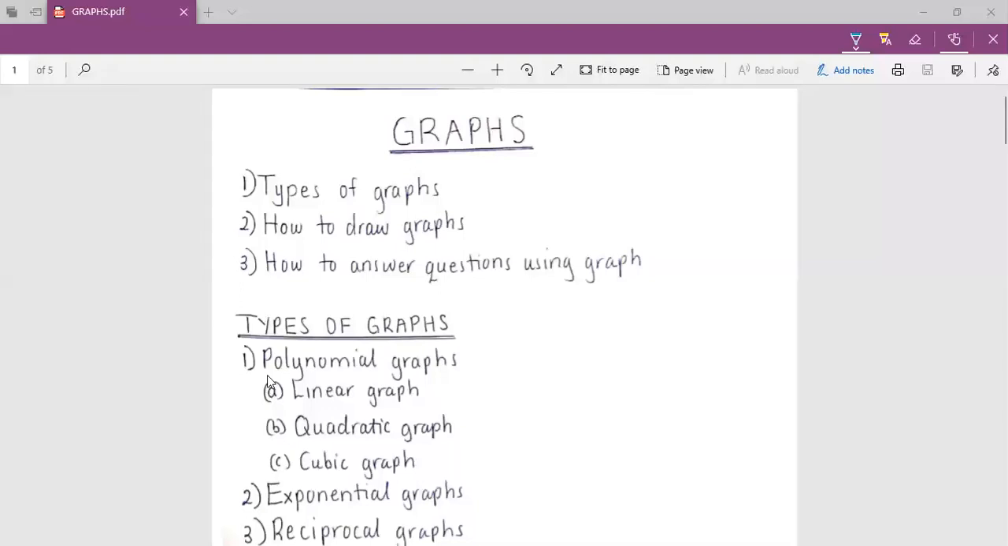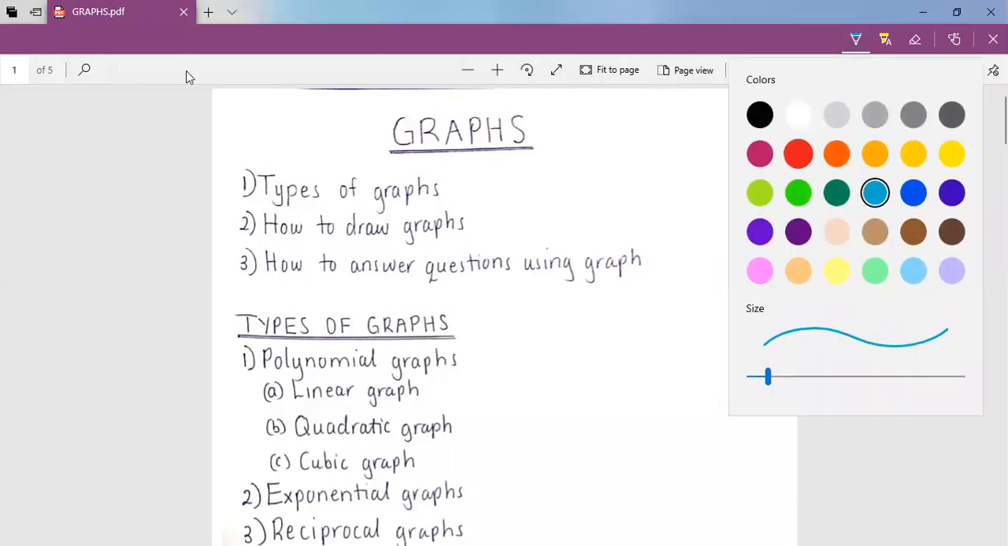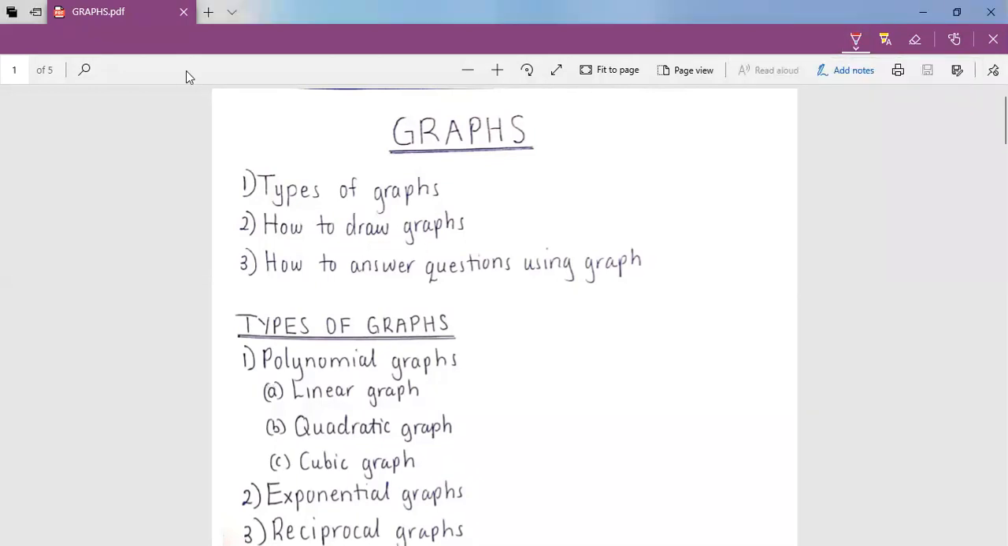Today we are looking at graphs. So we shall begin by discussing the different types of graphs. Then after discussing the different types of graphs, we shall move on to how to draw the graphs. And finally, we shall look at how to answer questions using the graph.